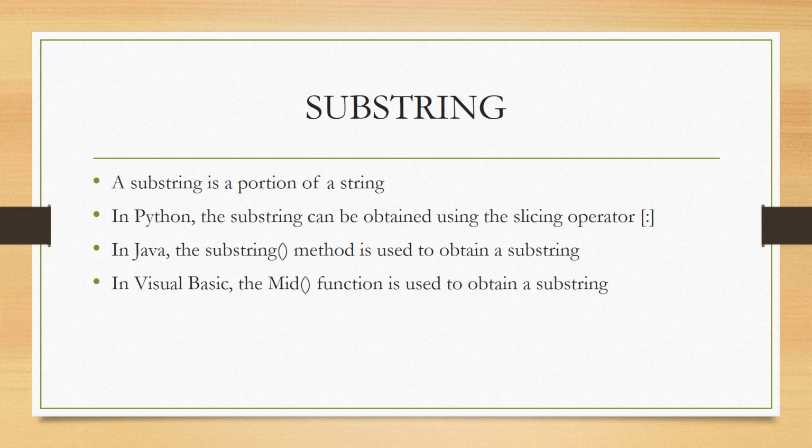Substring. A substring is a portion of a string. In Python, the substring can be obtained using the slicing operator like this, and in Java the substring method is used to obtain a substring. Substring means to get a string from the string, and in VB the Mid method is used to obtain a substring.